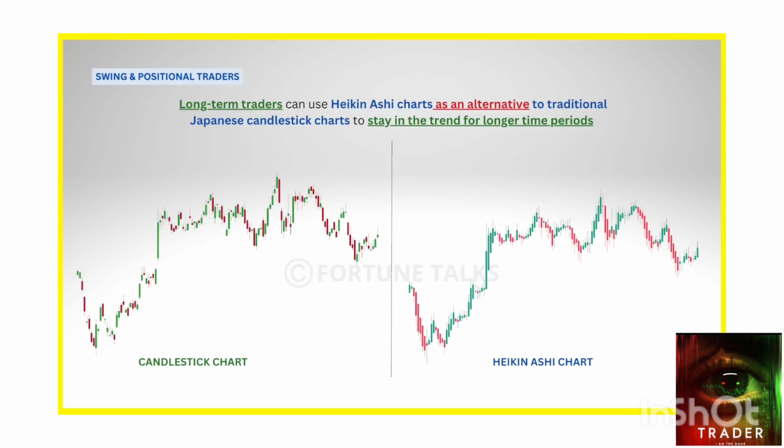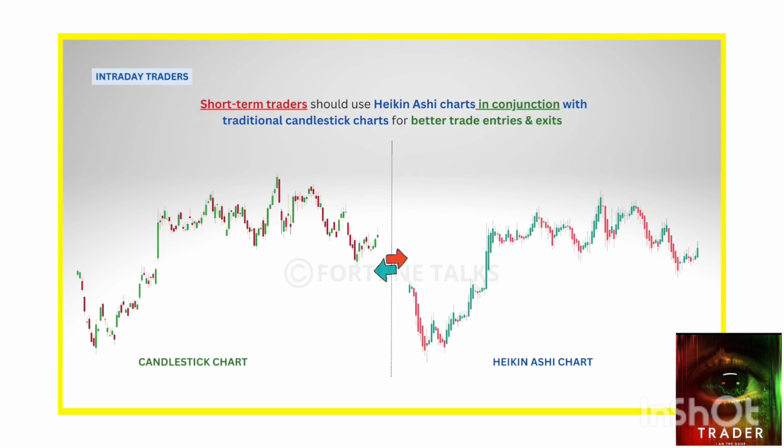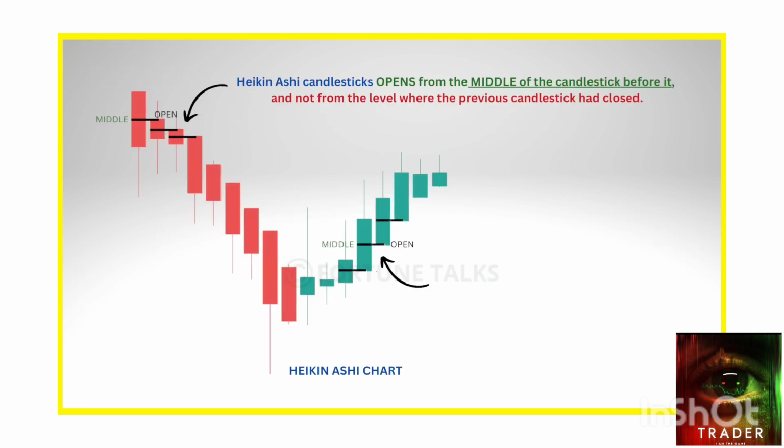Now, this is the reason why long-term traders usually use Heikin-Ashi charts as an alternative to traditional Japanese candlestick charts, while short-term and intraday traders use them in conjunction with traditional Japanese charts, switching back and forth between the two. Another factor that makes Heikin-Ashi different from the traditional Japanese chart is how the price is displayed in terms of open and close. If you look closely at the Heikin-Ashi chart, you'll notice that each of the Heikin-Ashi candlesticks starts from the middle of the candlestick before it, and not from the level where the previous candlestick has closed. Heikin-Ashi candles act this way due to the way in which they are calculated.